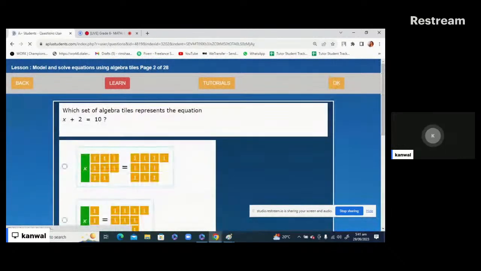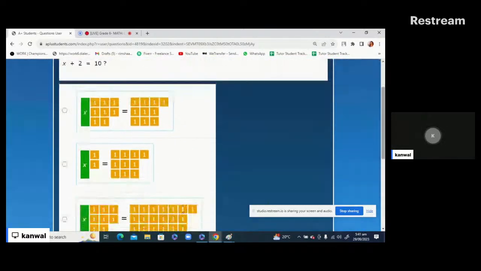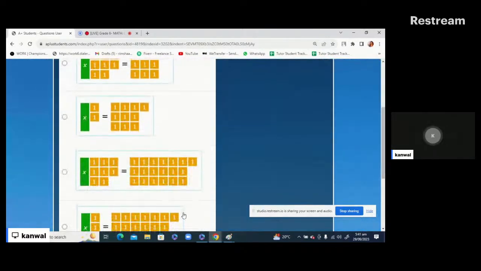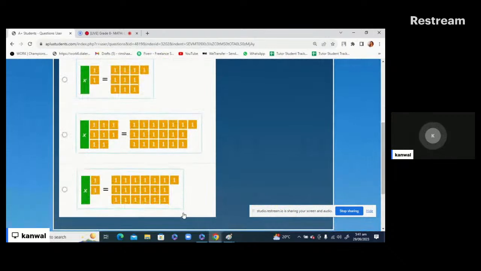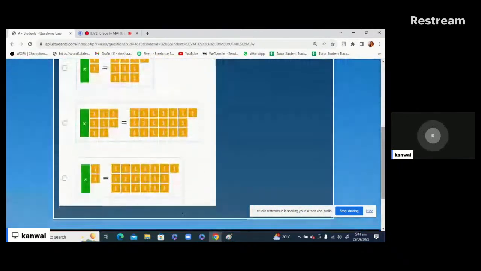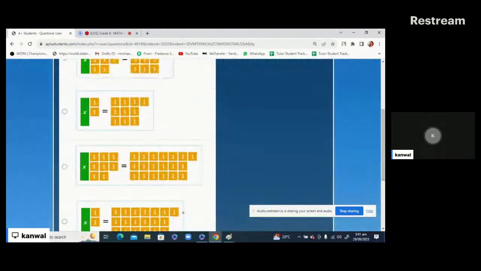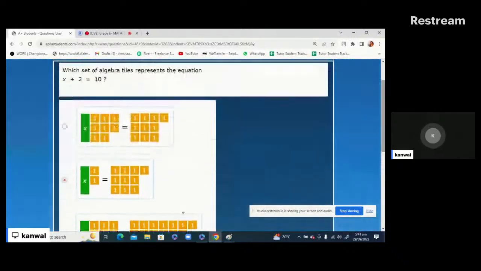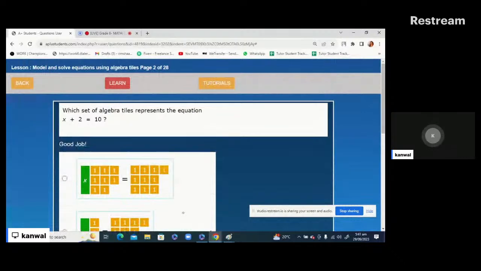Okay, just click this way, you just need to count it out. x plus 2 equals 10. Check with the x, there are only 2 tiles. There are also 2 tiles now. You count it as well, equals 10. So where are the 10 tiles? 1, 2, 3, 4, 5, 6, 7, 8, 9, and 10. It means this option is right.